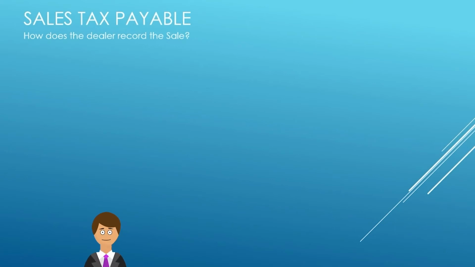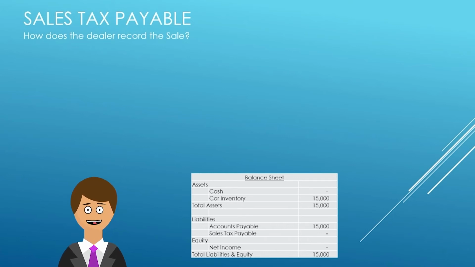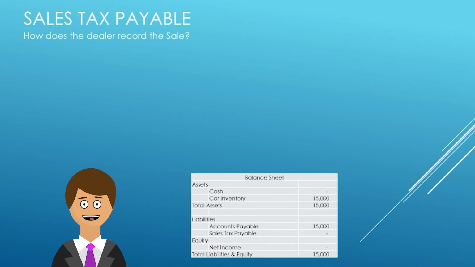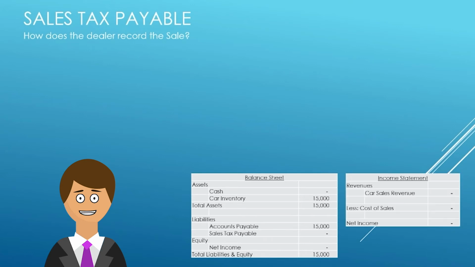Well, first off, let's look at the dealer before you walked onto the site to buy your new sweet ride. They had this car sitting there in inventory, so you'll see on their balance sheet they had car inventory of $15,000. They have accounts payable because they owe the manufacturer the $15,000 for the car that they bought to sell to you. So they're sitting there with a balance sheet that's in balance with $15,000 in assets, $15,000 in liabilities, or liabilities and equity added together. They haven't sold anything yet, so there's no car revenue, there's no cost of sales, no net income. So that's how the dealer looks before you walked onto the dealership.